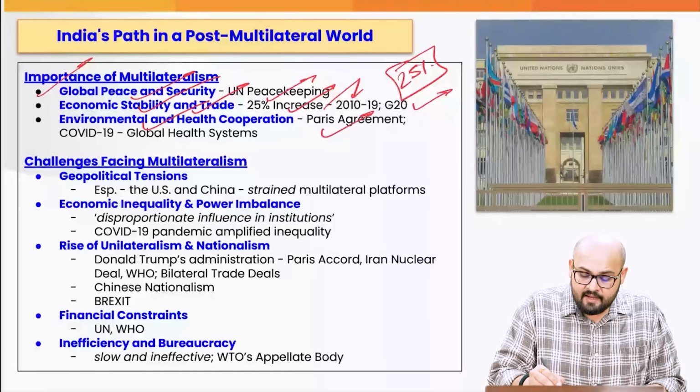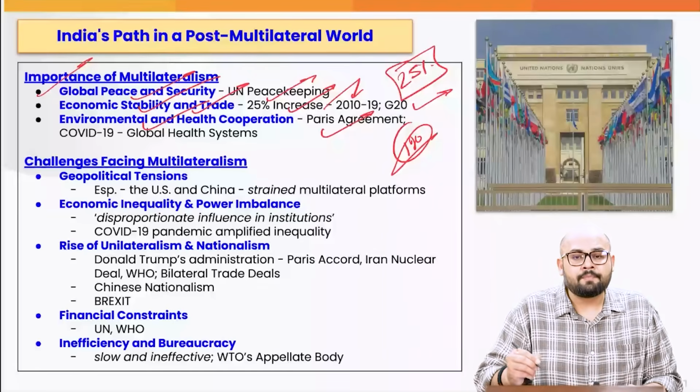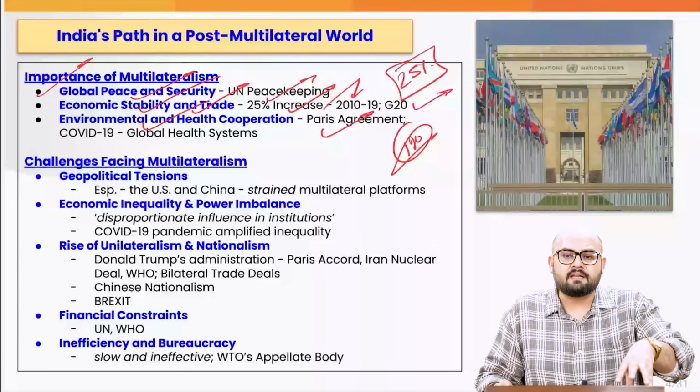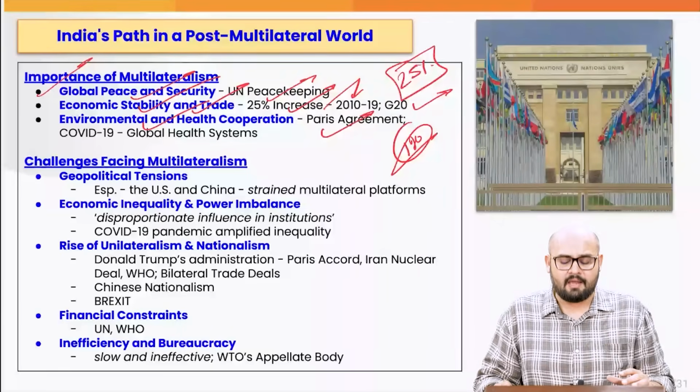You must be aware, we have the Paris Agreement, because of which 190 countries came on board together and set a target. Every country has its own Nationally Determined Contribution, NDCs, right?